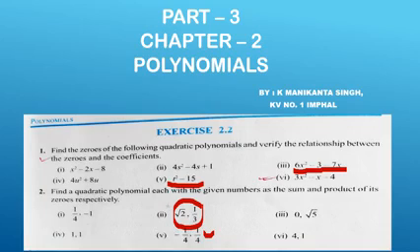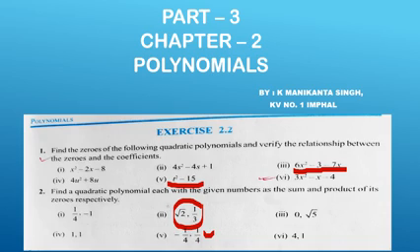Question number 1. Find the zeros of the following quadratic polynomials and verify the relationship between the zeros and the coefficients. Roman number 1, 2, 3, 4, 5, 6. Out of these 6, let us discuss Roman number 3 and Roman number 5. In Roman number 3, it is given as 6x square minus 3 minus 7x, and Roman number 5, t square minus 15. Then question number 2.